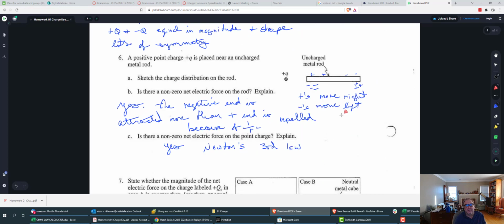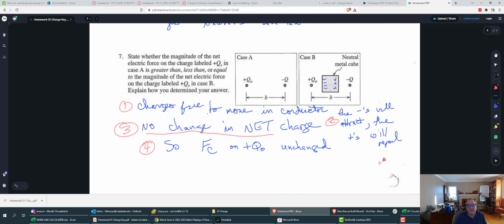Okay, here, right, so the negative charges, mobile charges, are pulled to the left, positive charges pushed to the right. So there'll be some force of attraction here. Yes, there'll be some force of repulsion, but because of the 1 over r squared, the negative one wins, and so you'll feel an attractive force. And you can see plenty of demos. You look it up on YouTube. And because of Newton's third law, equal and opposite. So this one here is a little hand wavy, like number 5.